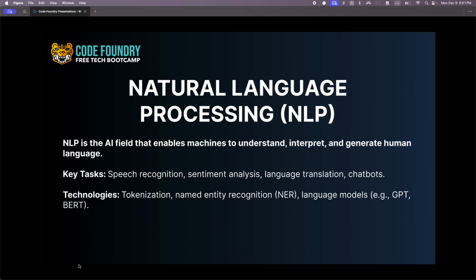So next we're talking about NLP. NLP is a very popular field of AI, which enables AI to understand, interpret, and generate human language, text, vocals, etc. And so the key tasks are recognizing speech or text, sentiment analysis, so recognizing what has good or positive sentiment, what are positive words versus negative words, language translation, and chatbots. And our technologies, there's a bunch of different processes involved, and we'll get more into that next.